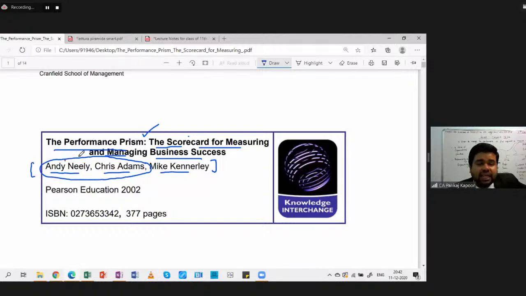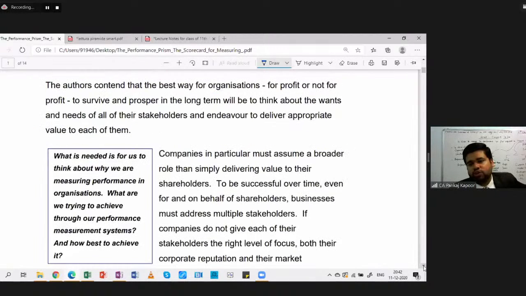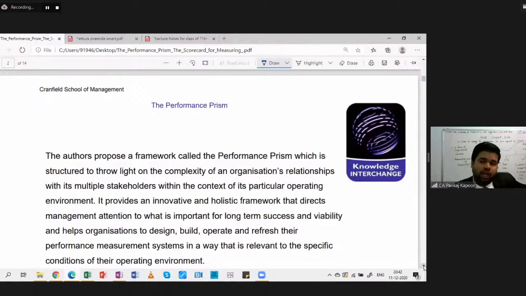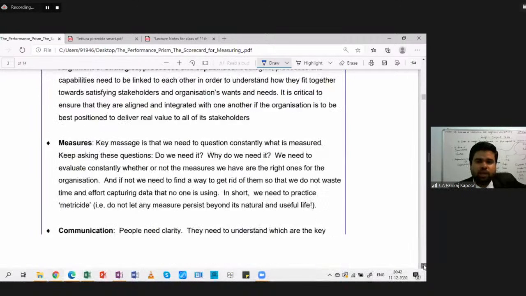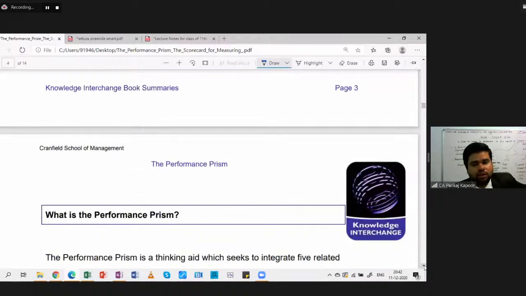Mr. Neely is a professor at the Cranfield School. Chris Adams was then a consultant at Accenture, and Mike is nothing but a researcher under Professor Neely. So he is only the supporting hand majorly. So these two gentlemen are the brain behind the performance prism. In chapter number 1 and chapter number 3 of the book which they wrote, they suggest the performance prism, and they wrote about the model that the performance prism can be used in order to assess performance.